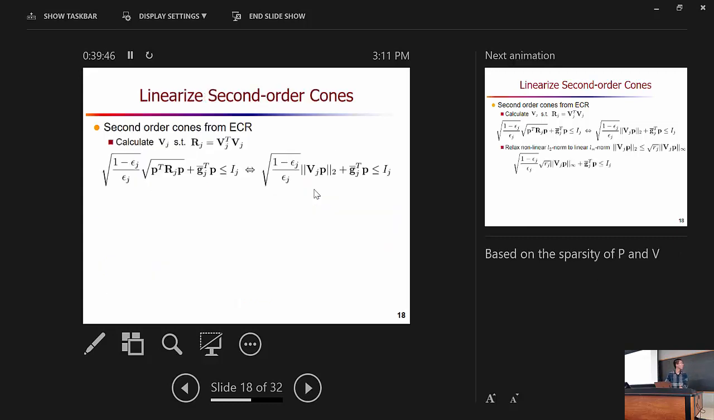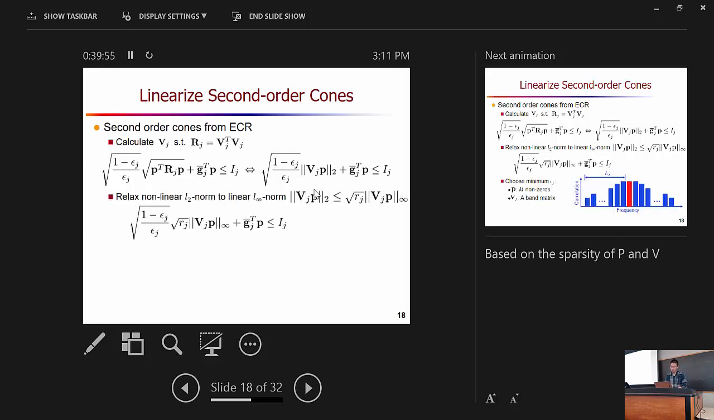And then for the second-order cone, the ECR, it's actually an L2 norm if you look at what's inside the variable. A good thing to do is to use the infinity norm to linearize the L2 norm. Of course, there will be some relaxation errors. So what is the R_j? It's a decision parameter, an engineering parameter. We can tune that parameter to control your relaxation error.